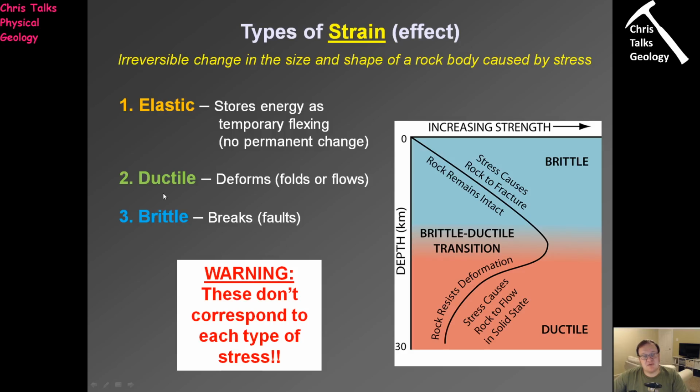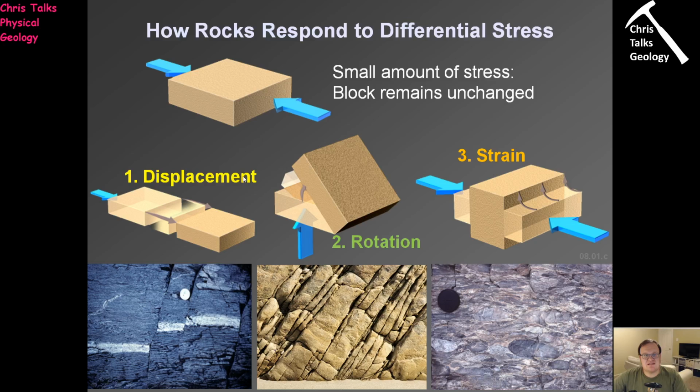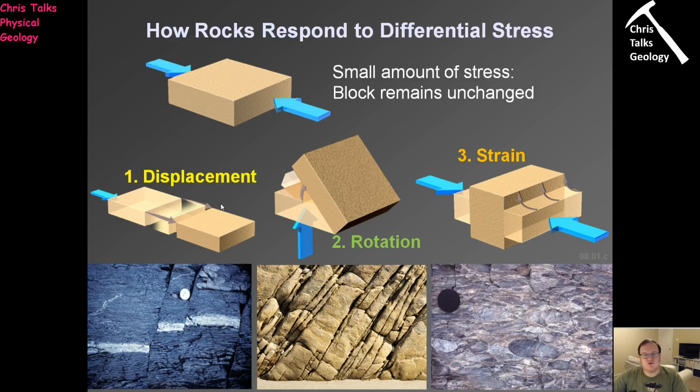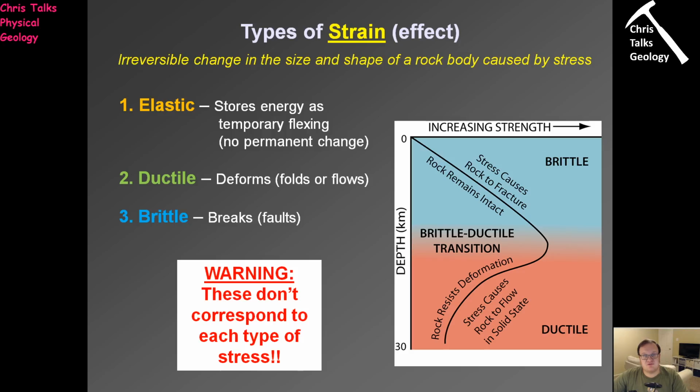And then we have brittle deformation. Well, obviously, in the case of brittle deformation, it will fail in a brittle fashion, it will crack. And obviously, as I'm sure you know, once you drop a glass on the floor, you can't put it back the way it was. So, elastic, ductile, and brittle don't correspond to each type of stress, so don't get caught out by that, okay? Elastic, brittle, and ductile do not correspond to these types of differential stress, so don't get the two confused, okay?